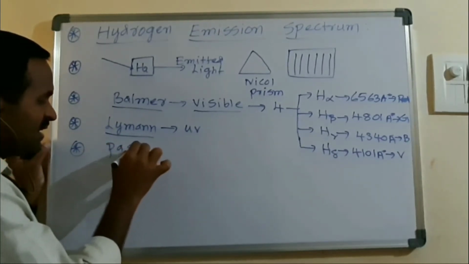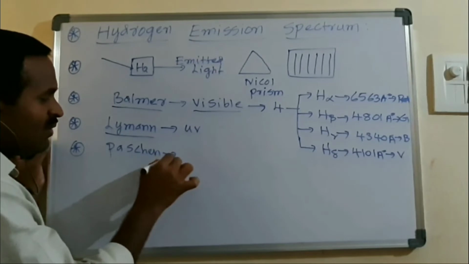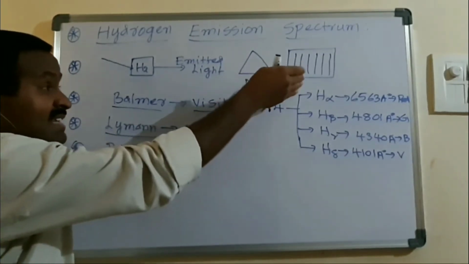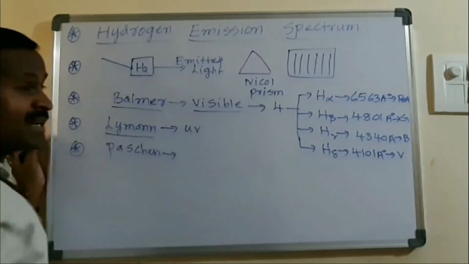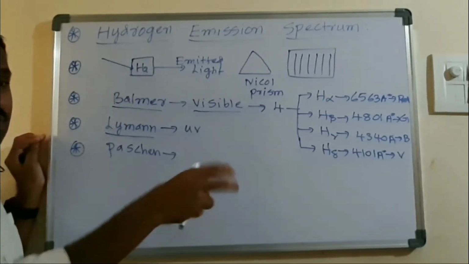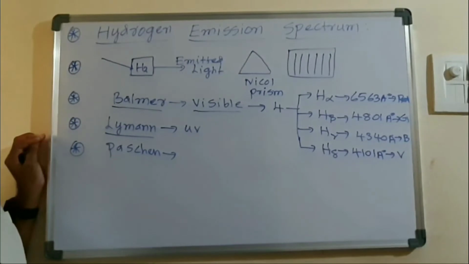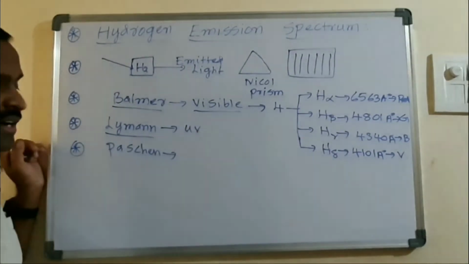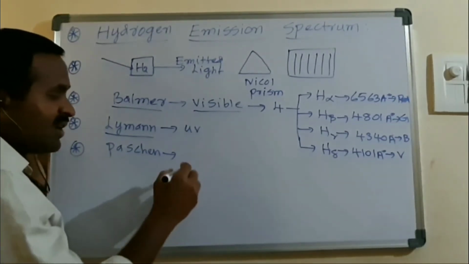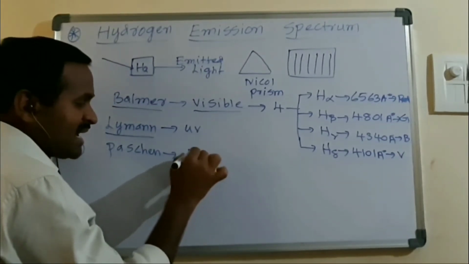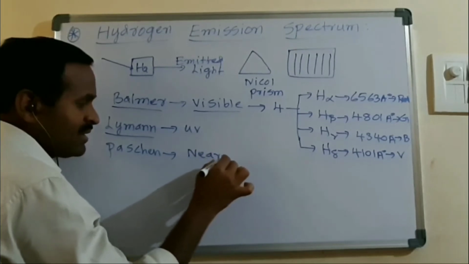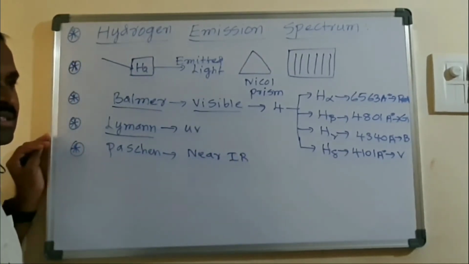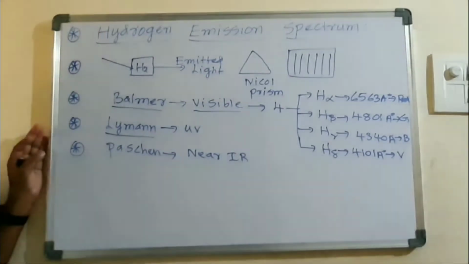Later, Paschen is another scientist. He found some spectral lines. These are all what they found by analyzing the hydrogen emission spectrum. They found different spectral lines in different ranges of the electromagnetic spectrum. Paschen found spectral lines in the near infrared region, near IR region. Those spectral lines are called the Paschen series.